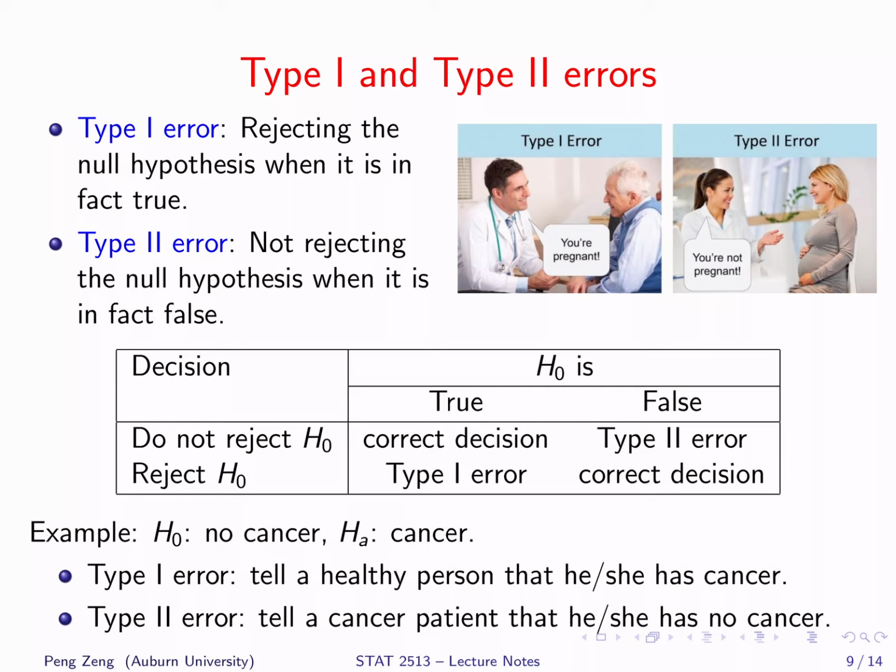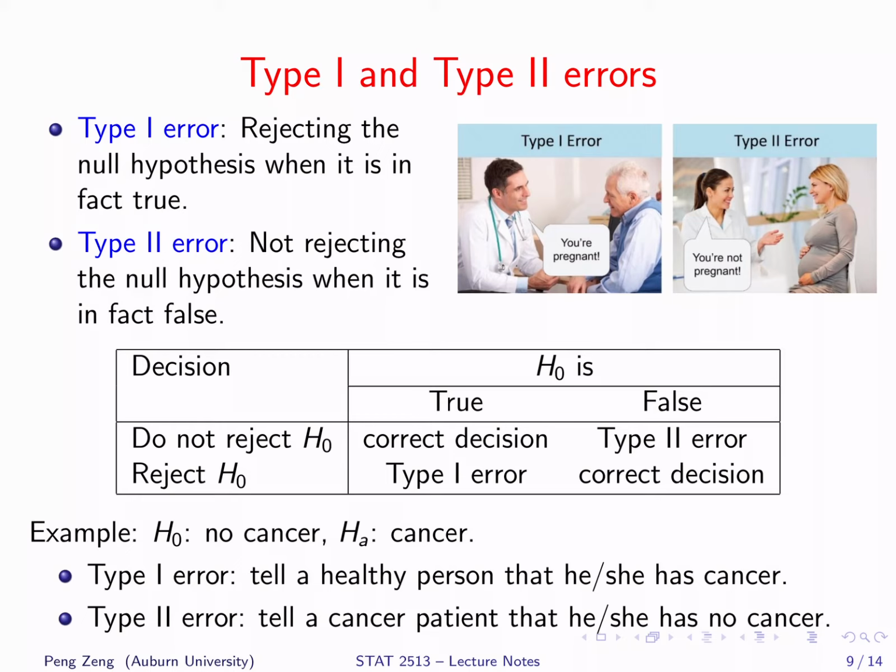As a summary, a type 1 error means rejecting the null hypothesis when it is in fact true. It is just like telling the old man that he is pregnant. Notice that the null hypothesis is not pregnant, and the alternative hypothesis is pregnant. A type 2 error means not rejecting the null hypothesis when it is in fact false. It is like telling the pregnant woman that she is not pregnant.